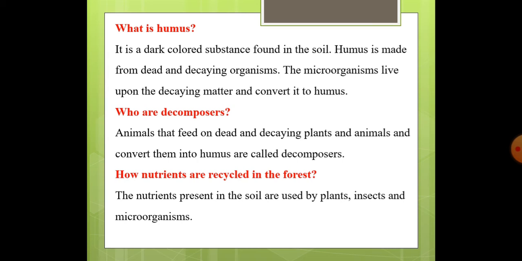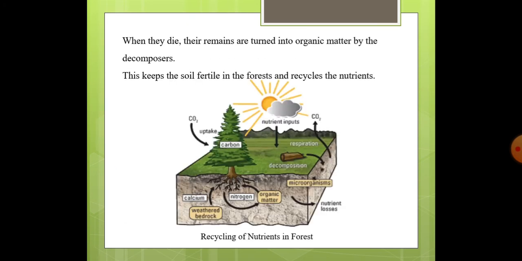Now, how are nutrients recycled in the forest? The nutrients present in the soil are used by plants, insects, and microorganisms. When these organisms, plants, and all living matter die, their remains are turned into organic matter by the decomposers. This keeps the soil fertile in the forest and recycles the nutrients. So the nutrients are used from the soil by the trees, but again it is given back to the soil through the decomposers.